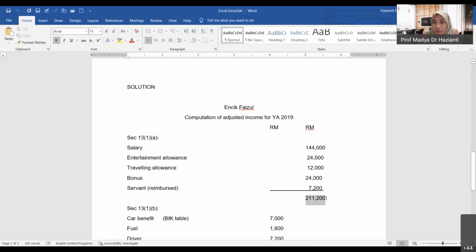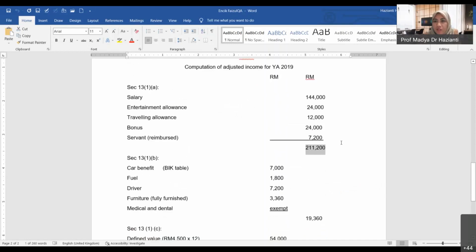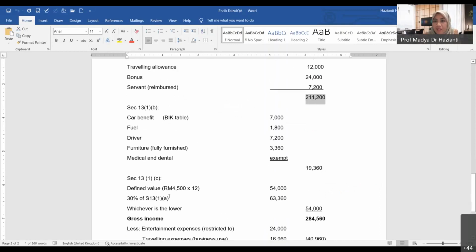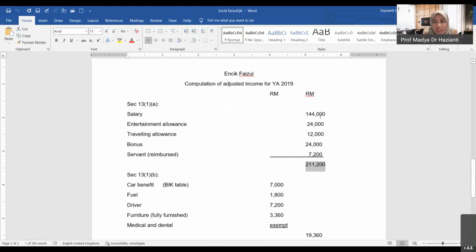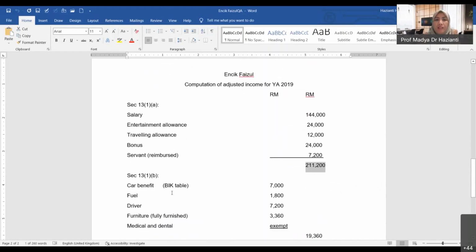This figure is very important, why? When we get to section 13(1)(c), you will see we use section 13(1)(a). So can you imagine if you got this figure wrong? Everything below will be wrong. So you have to be really careful with 13(1)(a), because this will determine whether you get 13(1)(c) right or wrong.